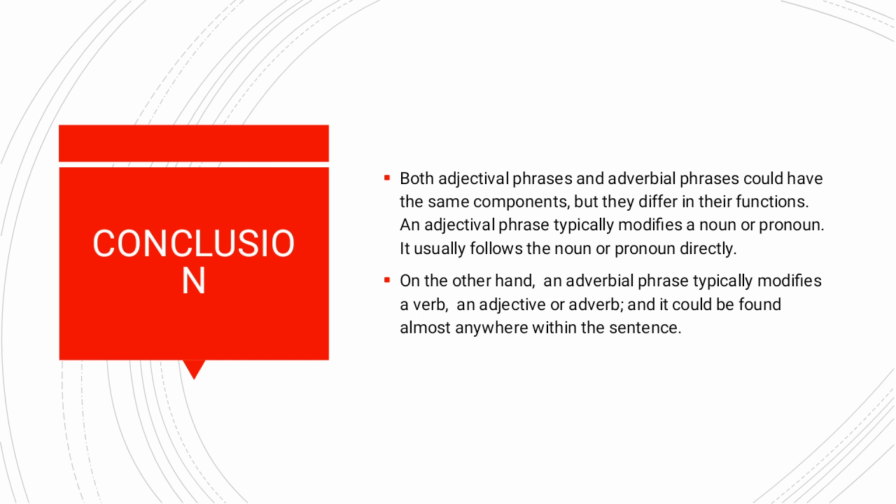Now, in conclusion, both adjectival phrases and adverbial phrases could have the same components, but they differ in their functions. An adjectival phrase typically modifies a noun or pronoun, and it usually follows the noun or pronoun it modifies directly. On the other hand, an adverbial phrase typically modifies a verb, an adjective, or another adverb, and it could be found almost anywhere within the sentence.